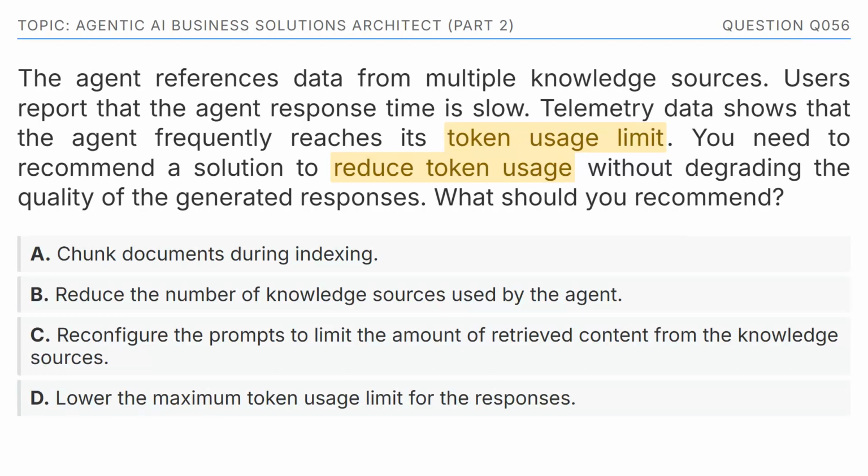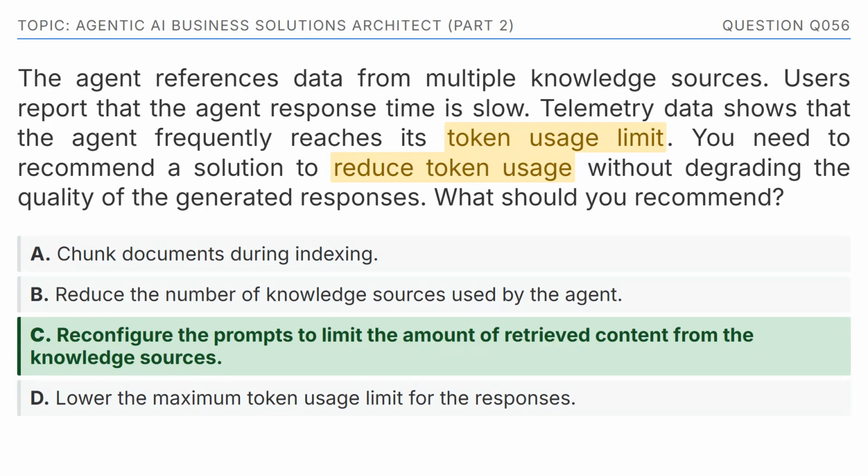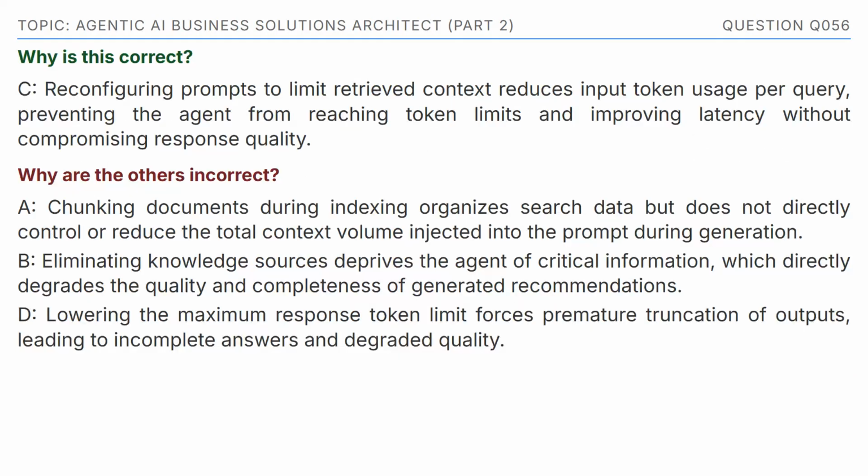To arrive at the correct answer, we focus on the keywords Microsoft Foundry Agent, token usage limit, reduce token usage, without degrading response quality. The correct answer is option C, reconfigure the prompts to limit the amount of retrieved content from the knowledge sources. Why is this correct? C. Reconfiguring prompts to limit retrieved context reduces input token usage per query, preventing the agent from reaching token limits and improving latency without compromising response quality.